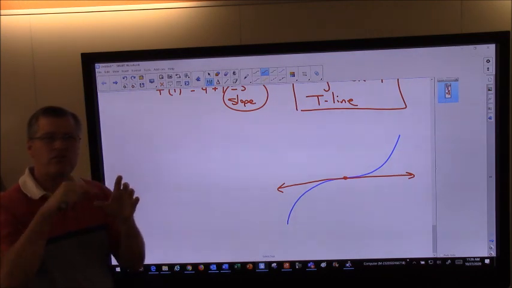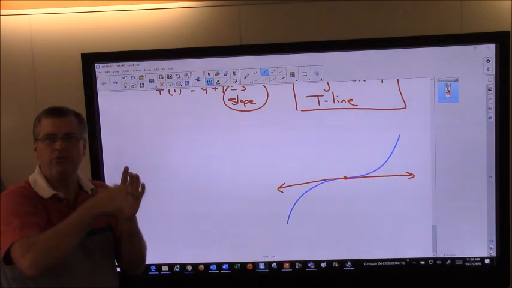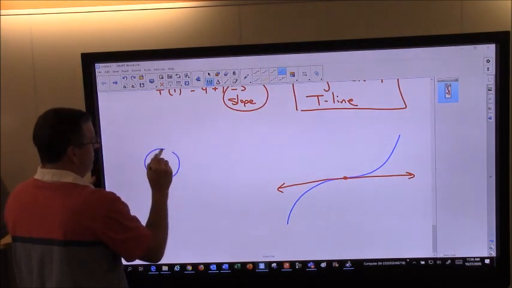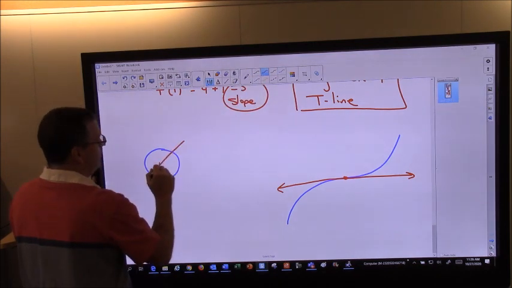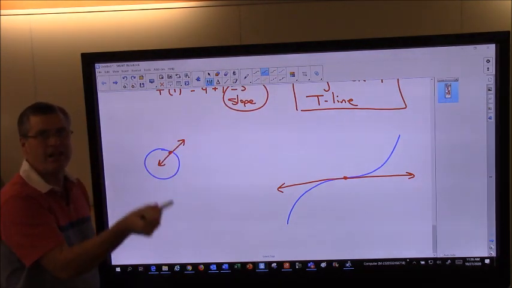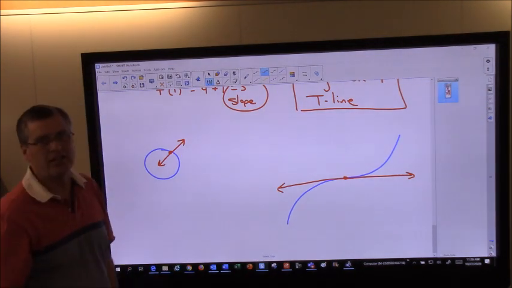If I think of a circle, a tangent line comes by and nicks the edge, it doesn't go through the circle, right? This is not a tangent line. I'm only intersecting the circle once, but it's not a tangent line. So why is that a tangent line?